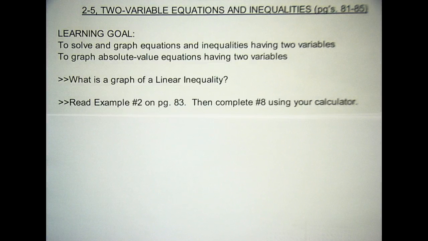So two variable equations and inequalities. You're going to deal with absolute value. We're going to deal with linear. And you'll have the equations and inequalities. I want you to read example 2 on page 83 and try to do number 8 using your calculator. You get about 5 minutes.